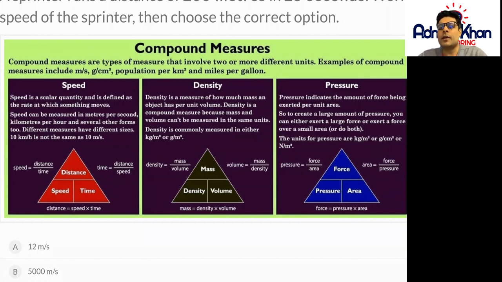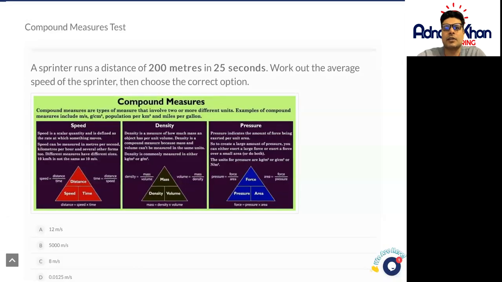Then on the third equation, we have pressure. Pressure indicates the amount of force being exerted per unit area. To create a large amount of pressure, you can either exert a large force or exert a force over a small area, or possibly do both. Here we've got three formulas: pressure equals force divided by area, area equals force divided by pressure, and force equals pressure times area. It all depends what the question is actually asking you to do.